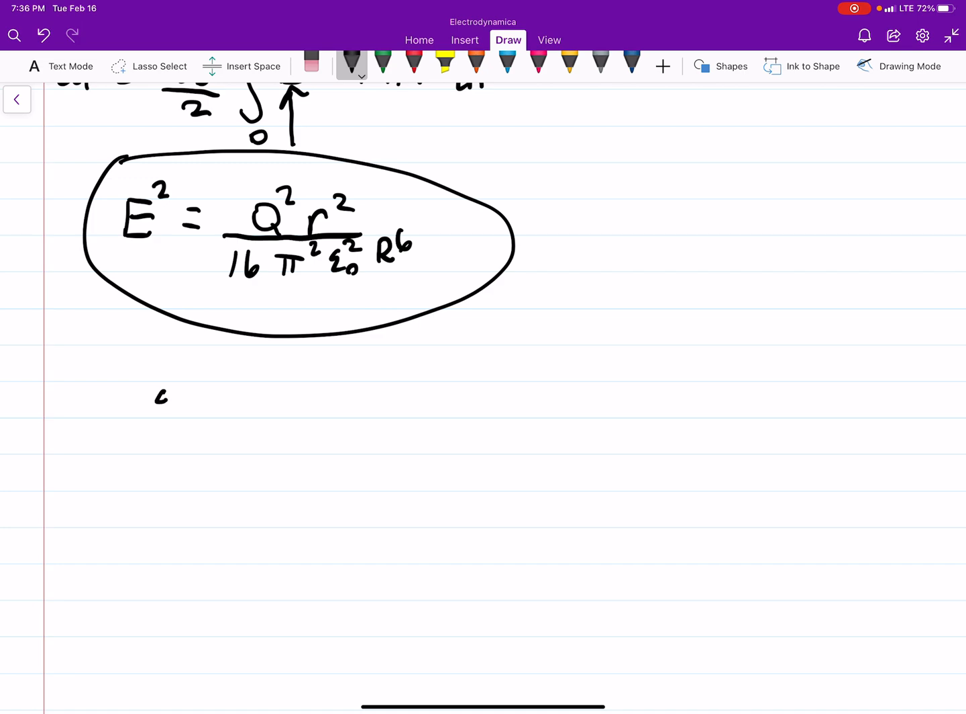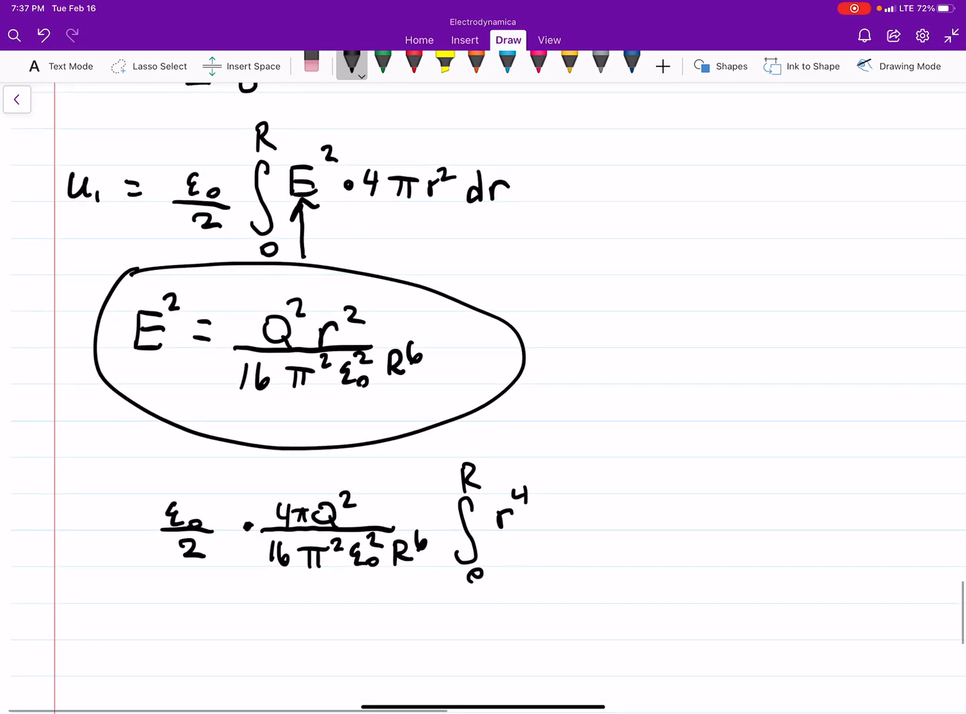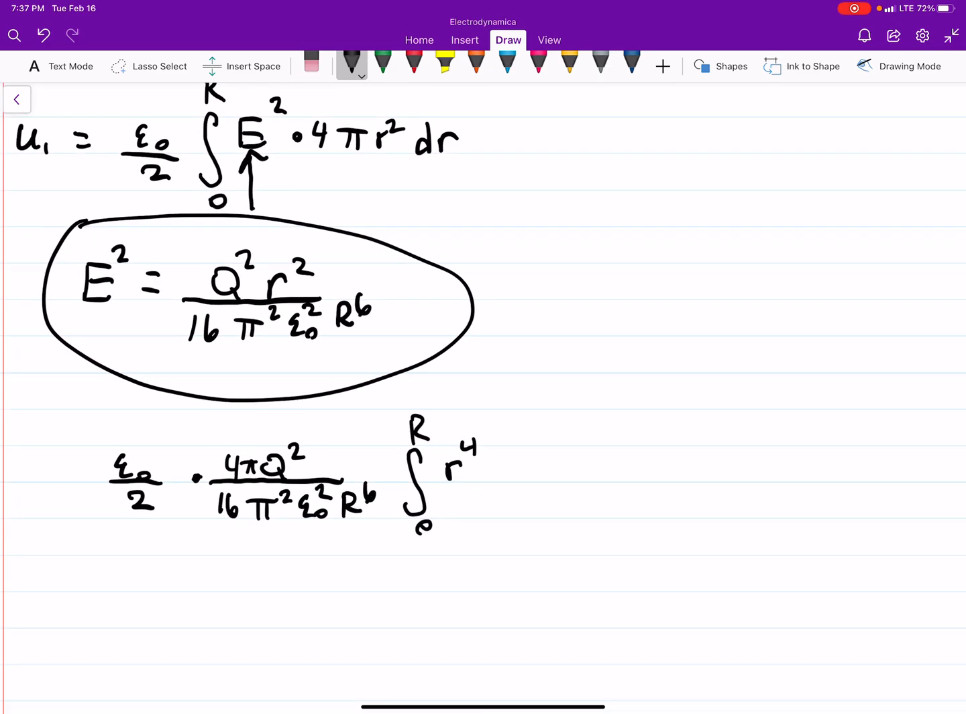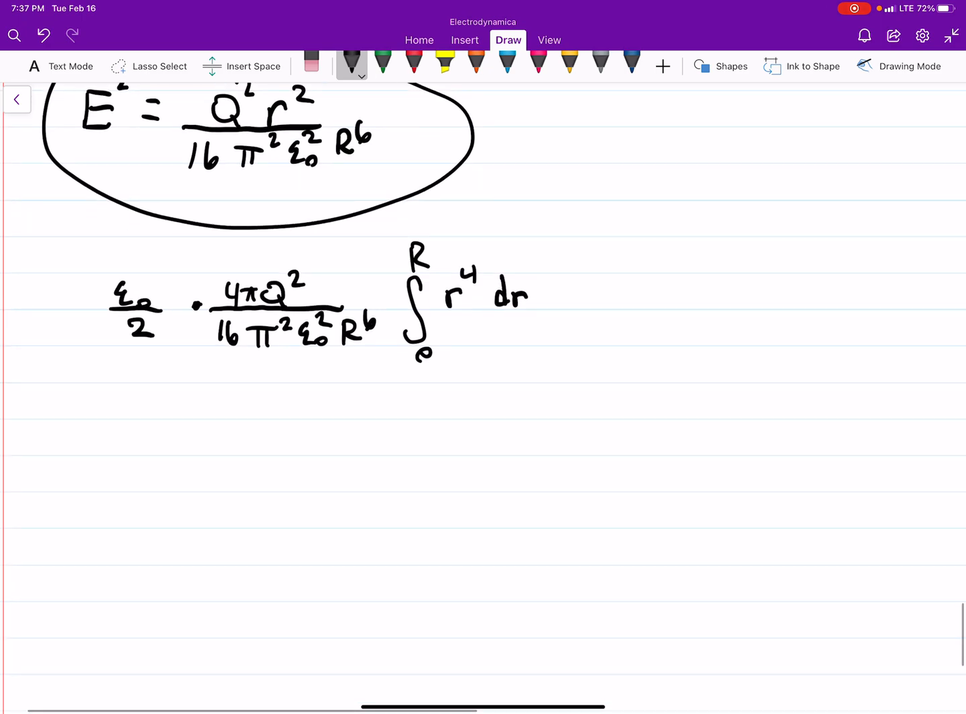Okay, fair enough. So epsilon naught over 2 times Q squared 4 pi over 16 pi squared epsilon naught squared R to the 6, the integral from 0 to R, and now this is going to be r to the 4th, because there was already an r squared, and we just added another one to that. The big R, that's just the radius of the sphere, that's not changing, so don't get that confused. That's another pitfall. We can simplify this a little bit here.